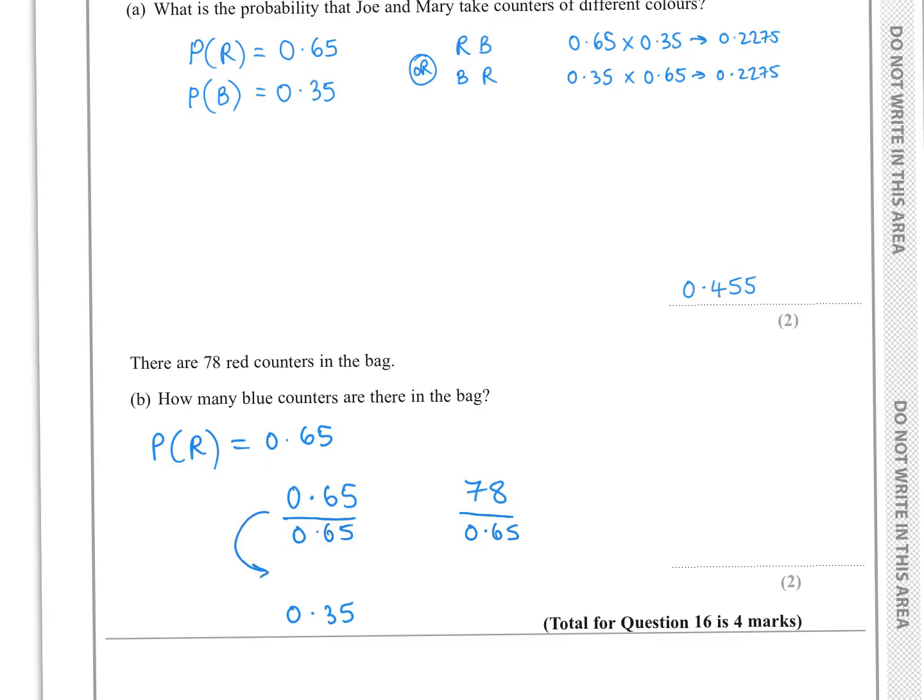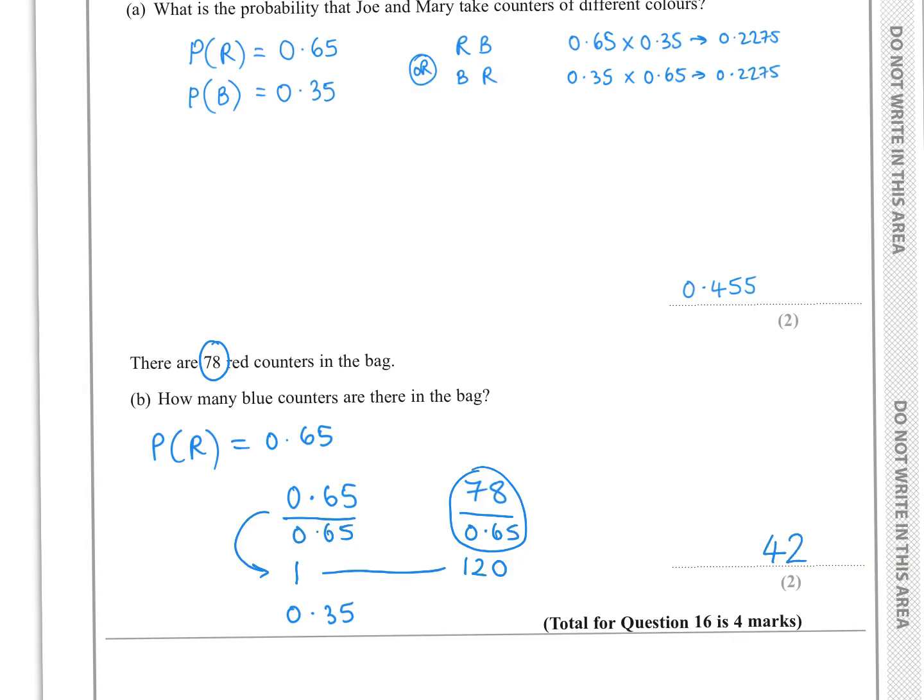And that's going to give me 1, and here 78 divided by 0.65. I'll do my calculator. That's going to be 120 counters. Now that makes sense because the probability being 1 is all of the counters. And that means I can find out straight away how many blue there are, because if the probability was 1, that's all of the counters. And if I had 78 red, I can do 120 take away 78. And that would leave me with 42.